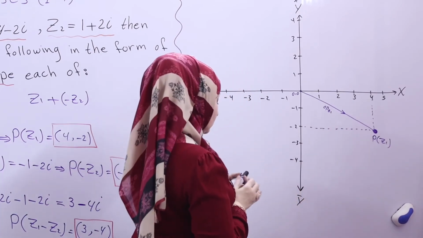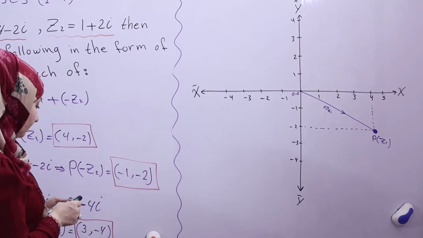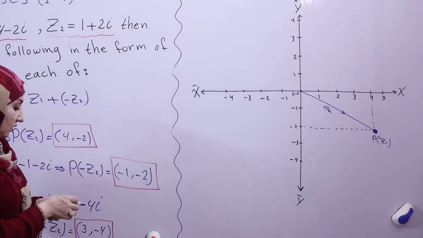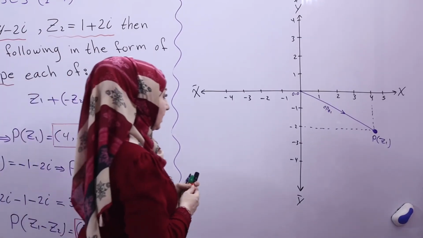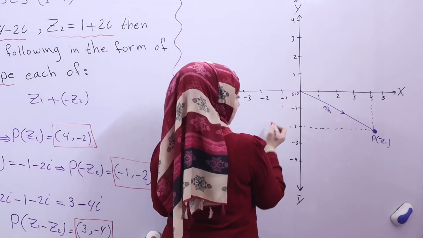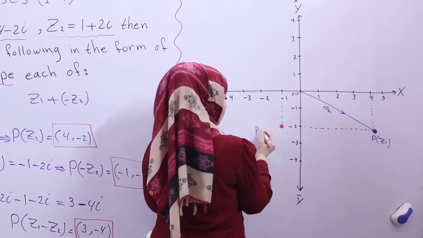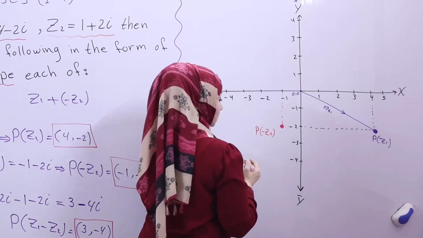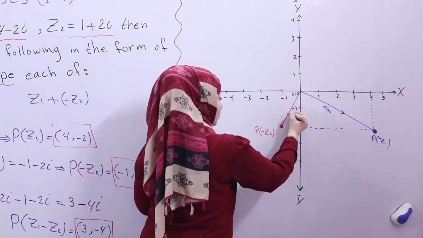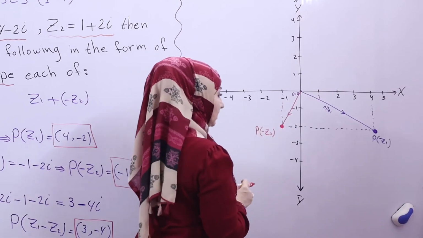Now, the second ordered pair we want to represent is negative 1, negative 2, which represents the additive inverse for Z2. So the x coordinate is negative 1 and the y coordinate is negative 2. So this is the point which represents negative Z2. And we connect the origin and the point which represents negative Z2. So this is the Argand shape for negative Z2.